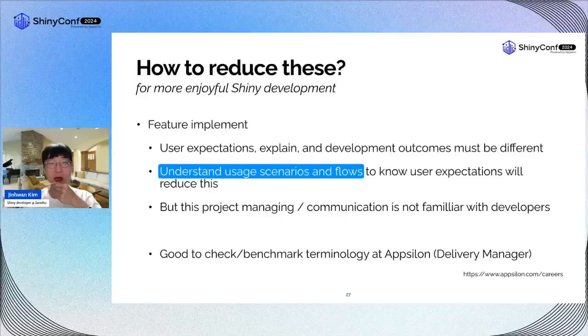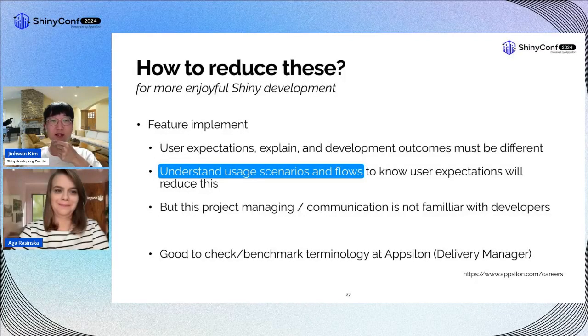So I want to reduce unexpected work, and I considered how I can reduce it. First one is feature improvement. This comes from what users expect and explain, and development outcomes must be different. Understanding user scenarios will solve this, but project management and communication are not familiar to developers like me. But if a dedicated manager exists in your team, it will be fine. If not, you can check or benchmark terminology at Epsilon's career path, delivery manager.